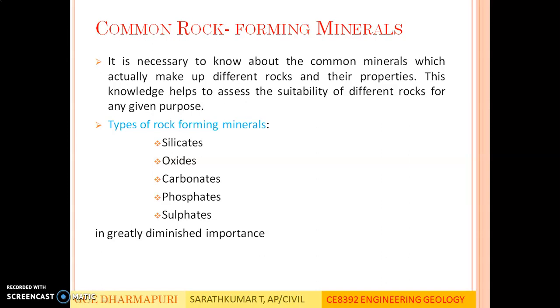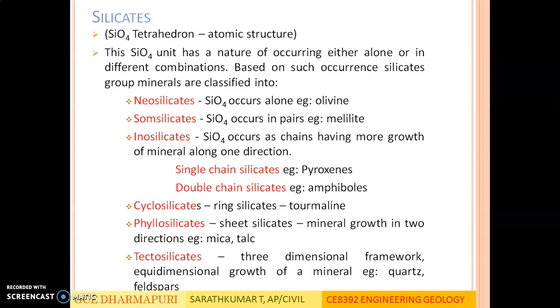Most of the rocks are formed from minerals: silicates, and oxides, carbonates, phosphates, sulfates in greatly diminished importance. Means most of the rock forming minerals are silicates only, with a minimum percentage from oxides, carbonates, phosphates and sulfates. So first we will see about silicates.